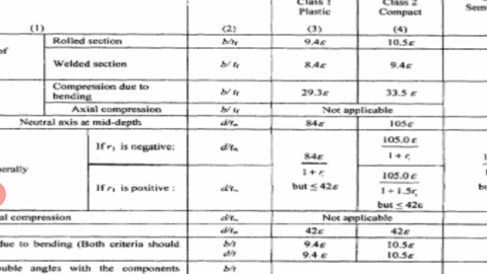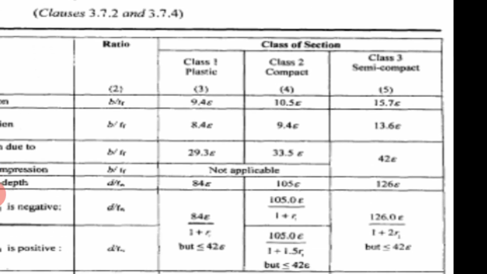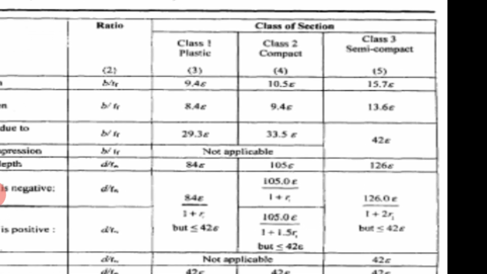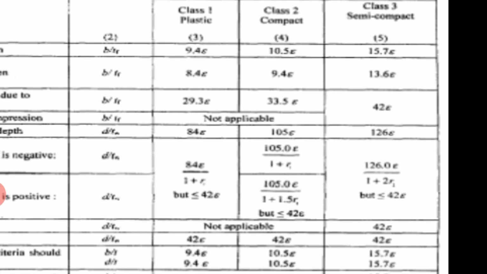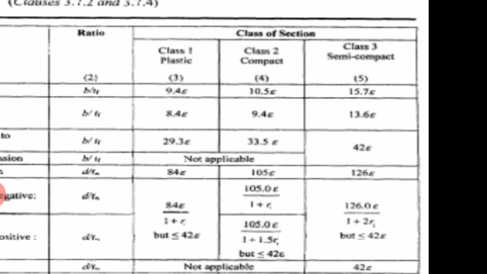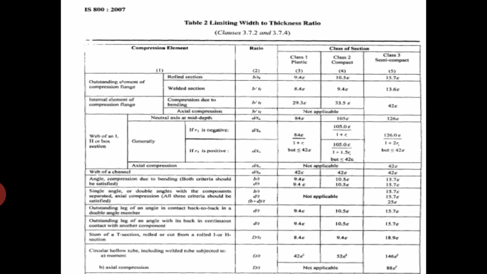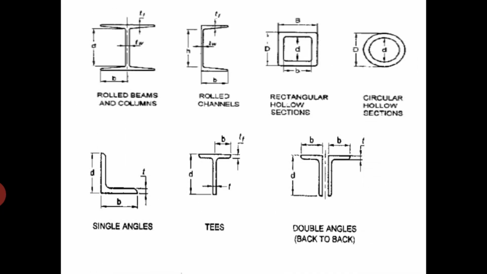So look at this table. Here they have mentioned the ratio, that is B by TF, that is flange width to thickness, then the depth to thickness of the web, and based on those ratios, whether the classes are plastic class or compact class or the semi-compact class, you can easily classify it. So look at this figure, you please refer, you will understand what is given in the code.